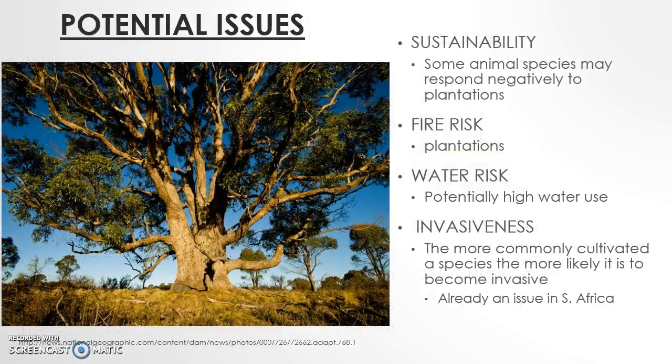Potential issues. They have been talking about starting plantations in the United States, and there have been a couple of issues with sustainability. Some species might not like the particular smell that this gives off. There's the fire risk, because the bark on some of these species actually peels. That could be a fire hazard, especially when you have so many large trees in one area. Same thing with the water, so many trees require so much water. Invasiveness, it might get out of control if we don't pay attention to it.